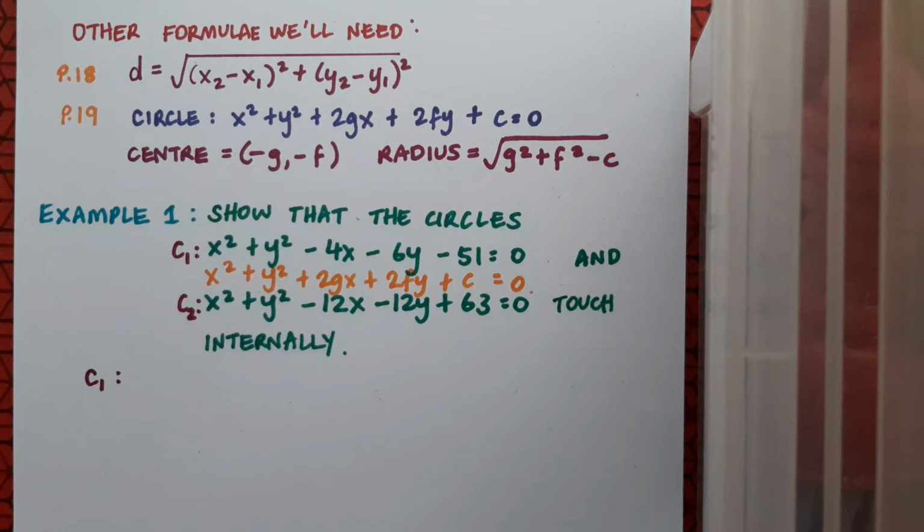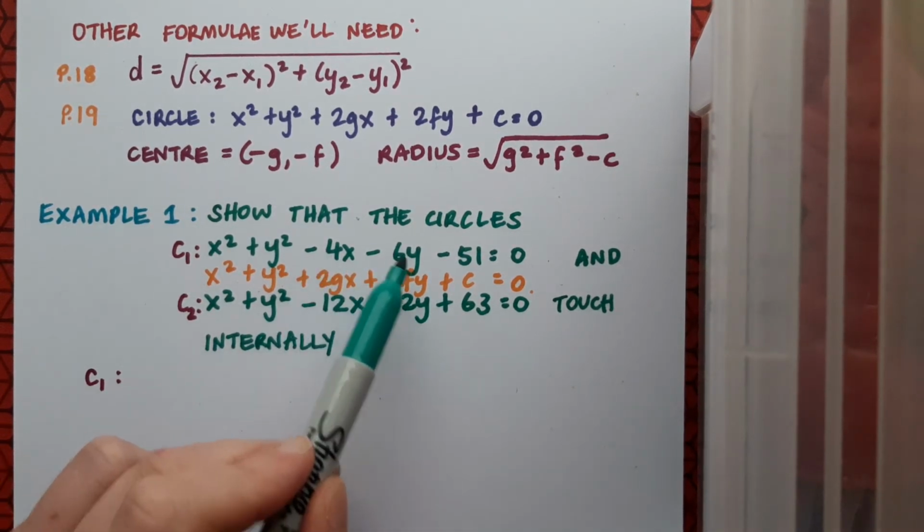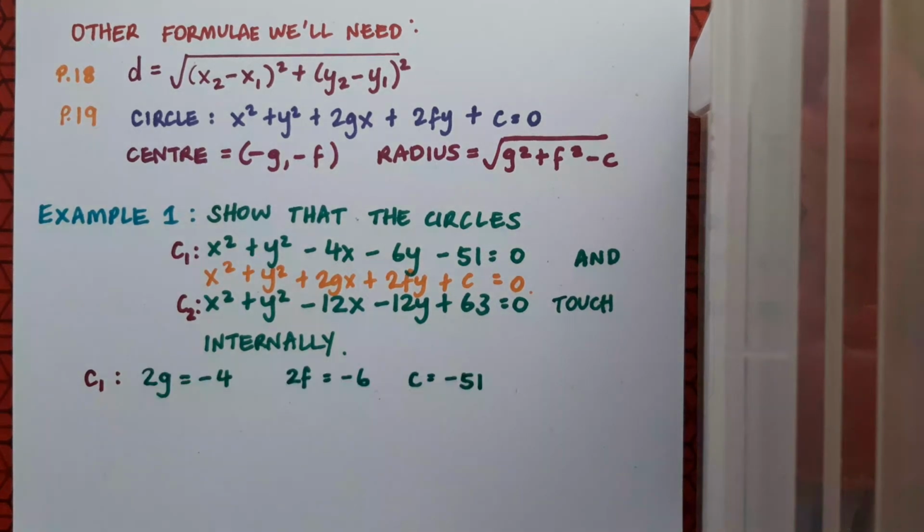Let's work on circle 1 first. So I'm going to find g, f and c by matching up the terms from the general form and the equation. So I've got 2g is minus 4, 2f is minus 6 and c is minus 51. And now I'll just get g and f. And now that I have g, f and c, I can make the centre and the radius.